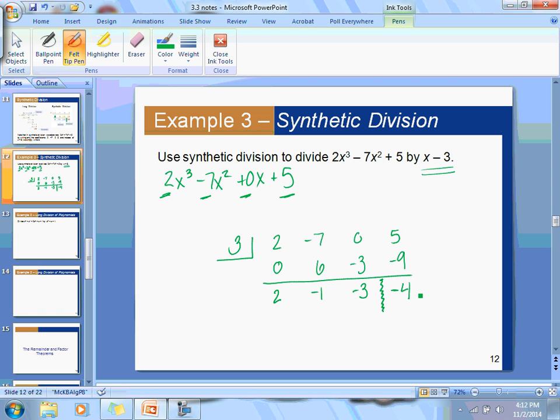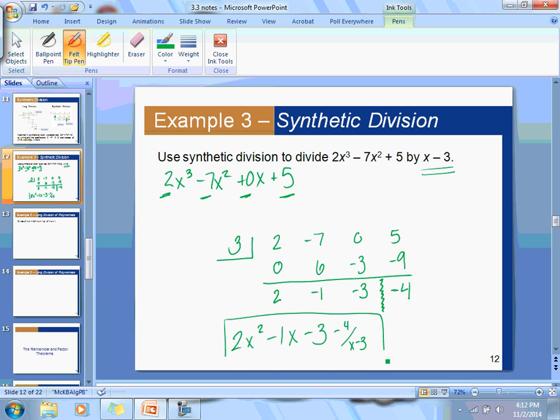Sometimes you'll have one, sometimes you won't. If you don't have a remainder, you just put a 0 there. Okay? And then to write your answer, you start 1 degree less than what your degree was for your original polynomial. So we had 2x to the third, so this will be 2x squared, minus 1x, because in descending order, x comes next, and then the minus 3 will be my constant, and then my remainder will be minus 4 over what I was dividing by, x minus 3.